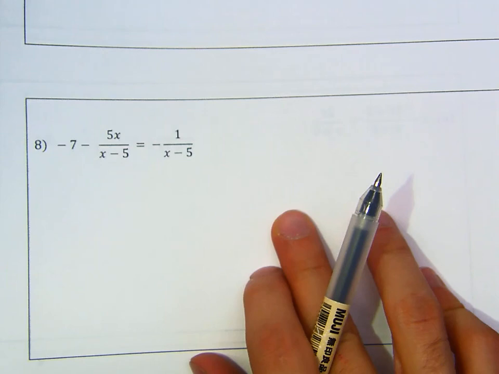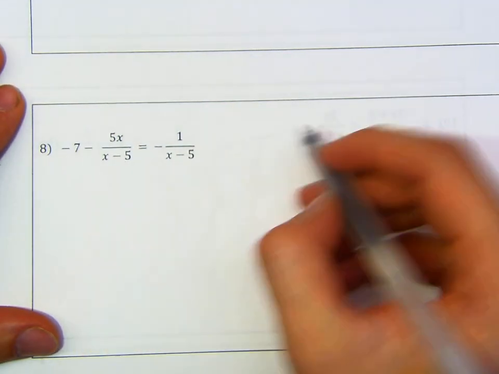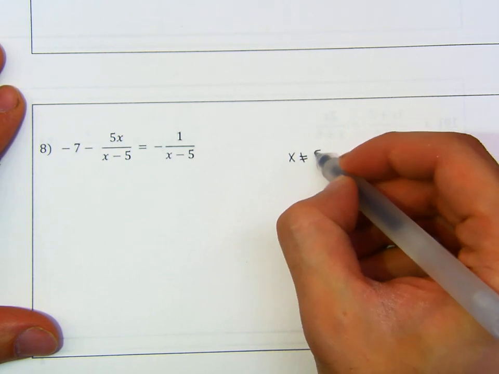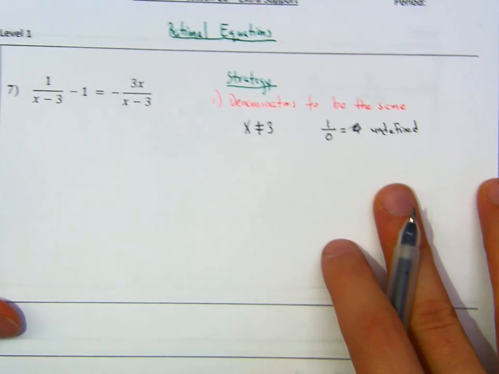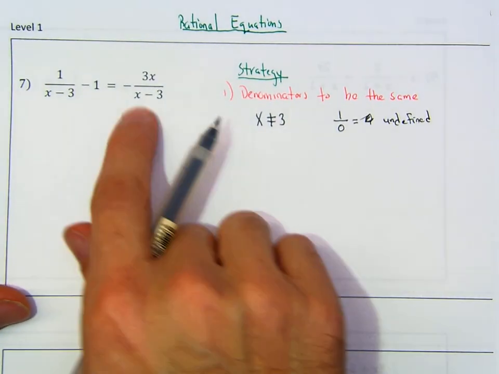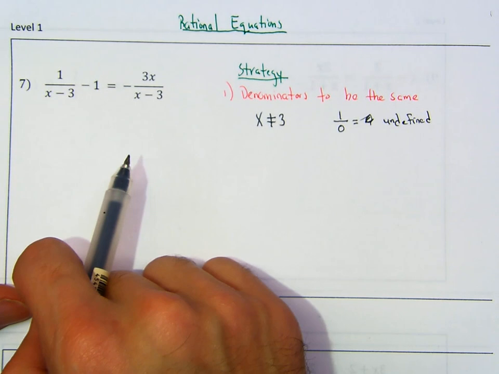When you look at, let's say, number 8, what can x not equal over here? x cannot equal 5. Okay? So let's look at number 1 again. So the idea is, how do we get the denominators to be the same?